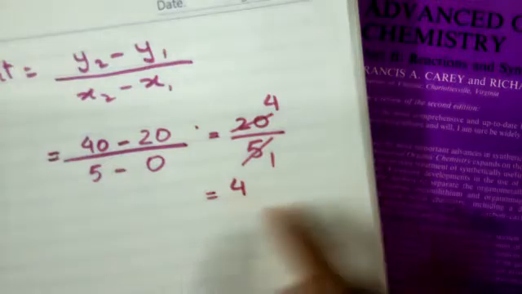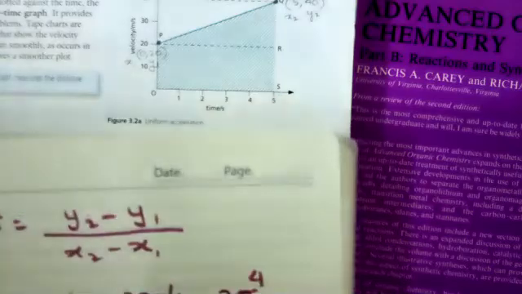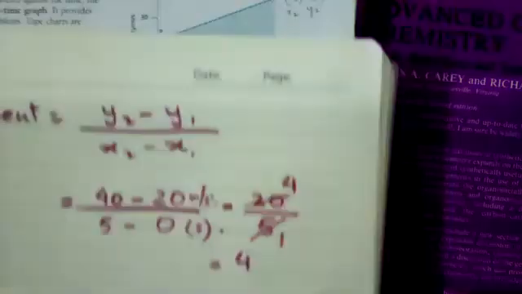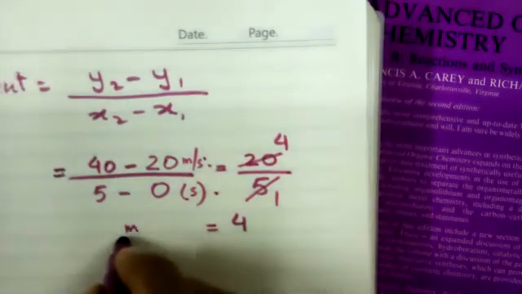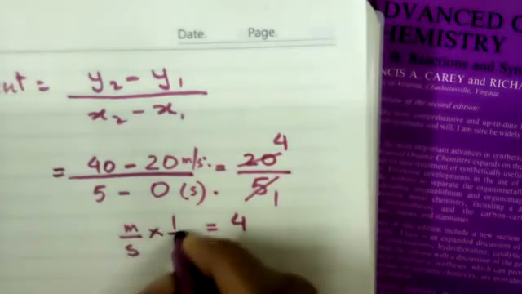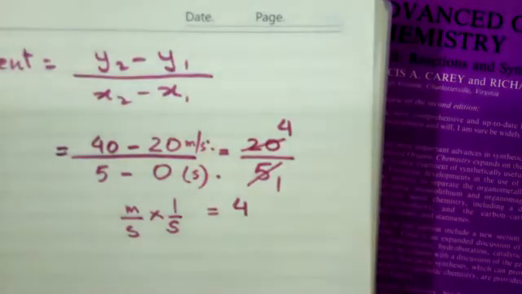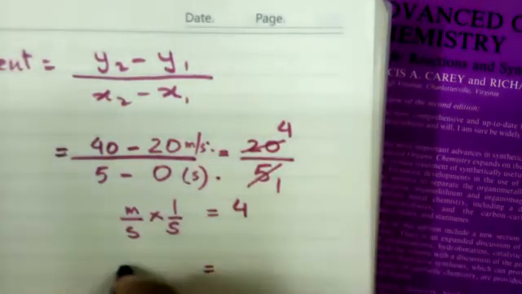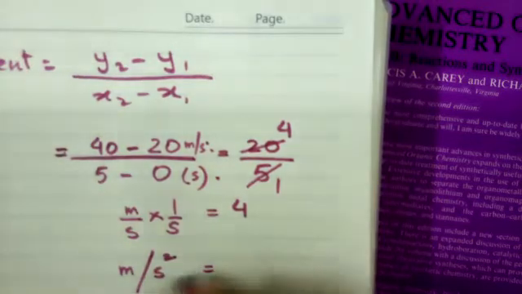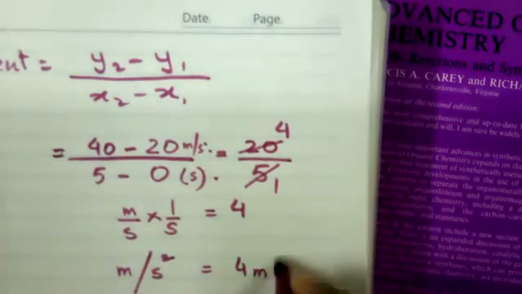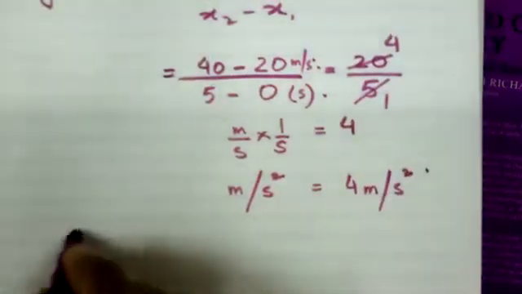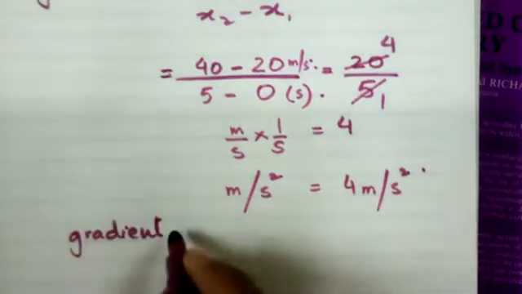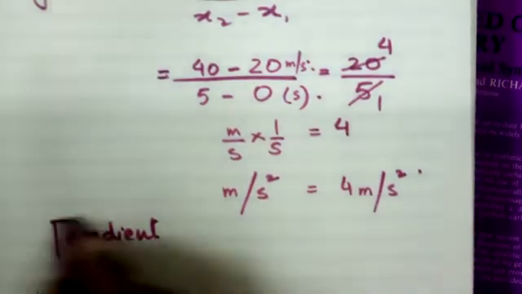Now what should be the unit? This was meters per second, velocity, and this was seconds, time, right? So meters per second divided by time means this becomes meters per second square. So the unit should be 4 meters per second square. That means the gradient here is acceleration.